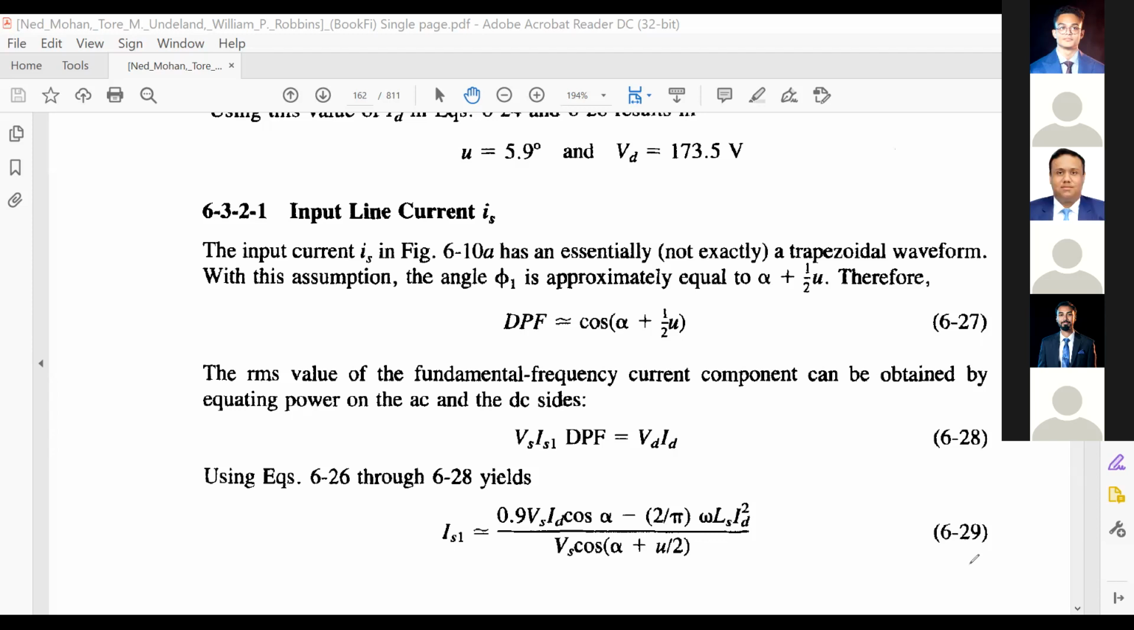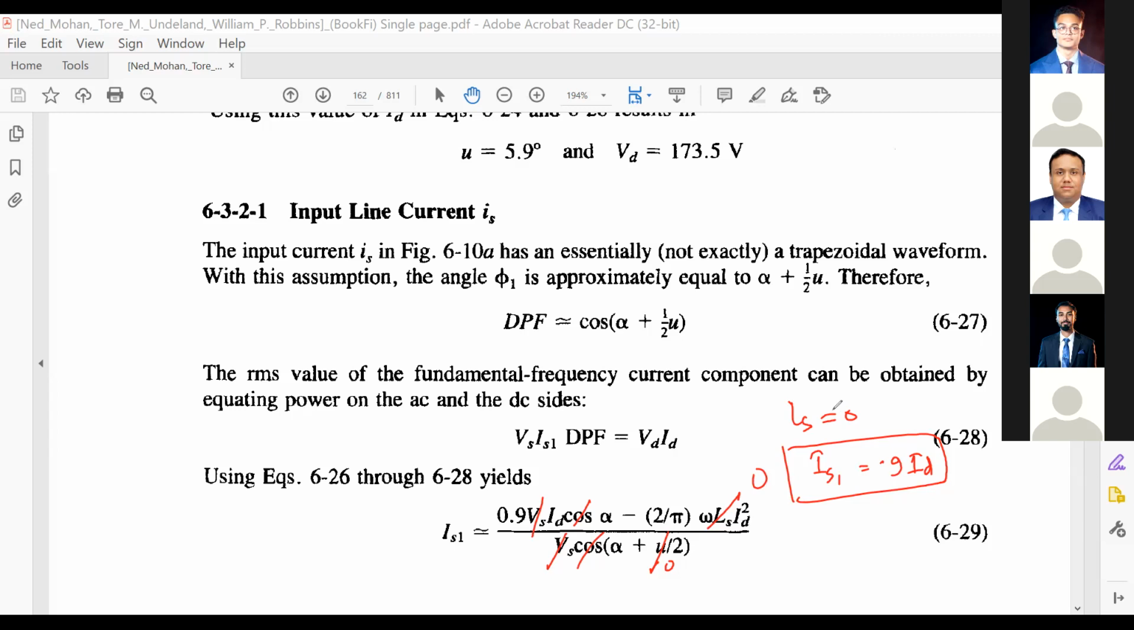Sir, I think cos alpha and cos alpha will cancel out each other. Oh, okay, yes. LS equal to 0, this is 0, this Vs cancels, and this cosine of alpha. Yeah, you are correct. So this is your 0.9 ID, right? That we got when LS was 0, right? Yes or not? Yes, sir.